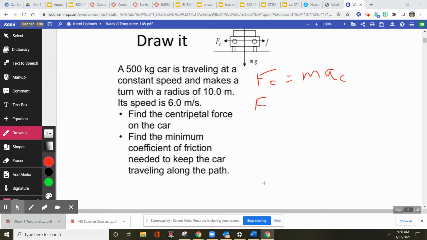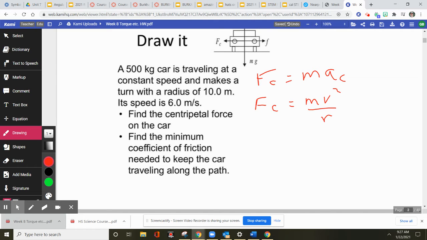First question, centripetal force on car. Centripetal force is mass times centripetal acceleration, as I scroll on the screen during take 1. So the formula for centripetal acceleration, you will recall, is velocity squared over r. Let's substitute that in for a_c.